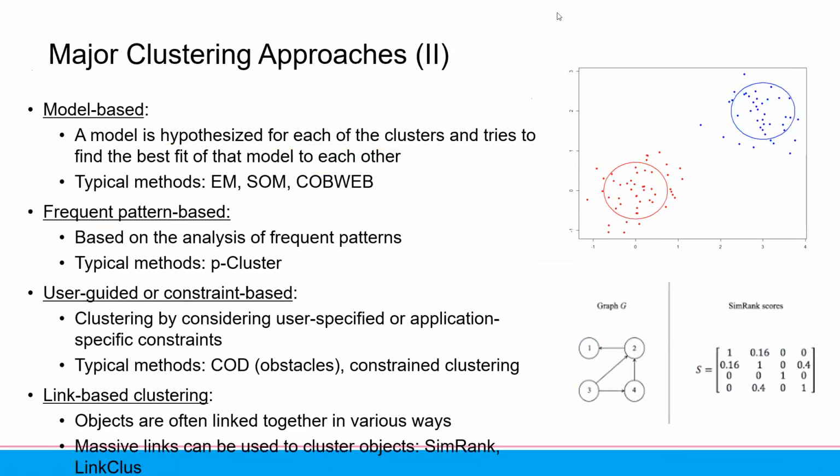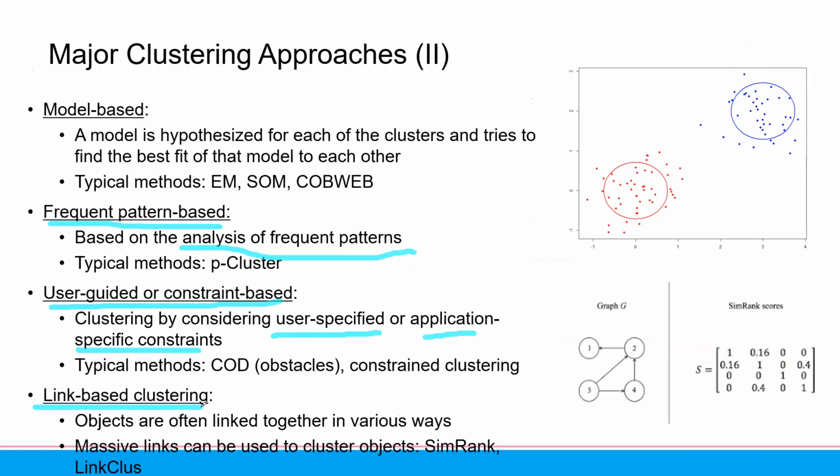We can also use other approaches like frequent pattern-based. It is based on frequent patterns, on the association rules. The association rules use the frequent patterns or frequent item sets. Then user-guided or constraint-based: as I mentioned to you, we can make some constraint if it is specified by the user, or maybe there is a specific application on it.